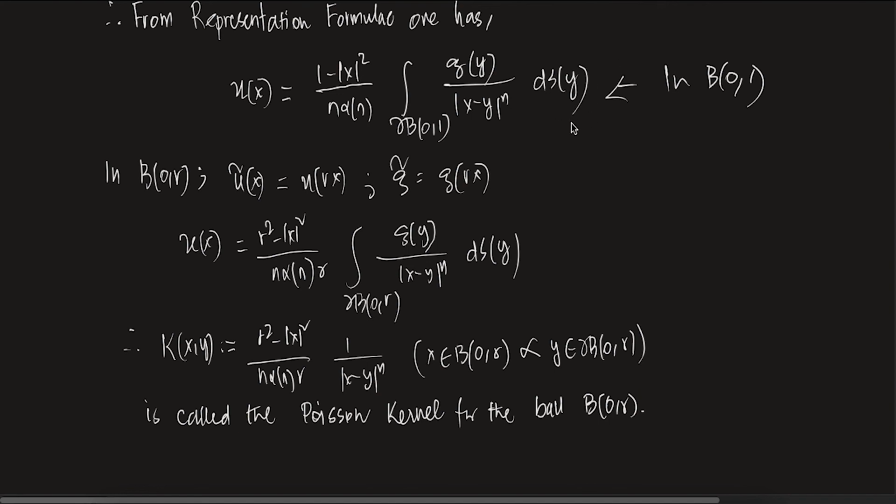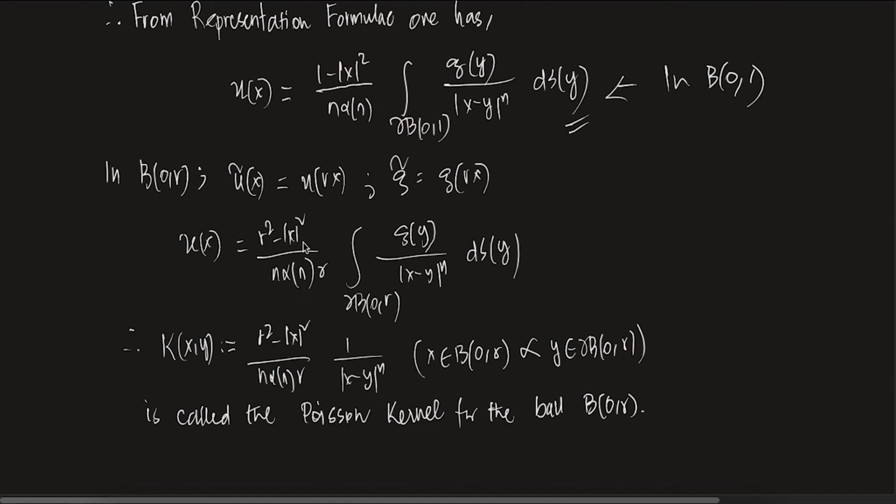So what I meant is this. This is the representation formula for B01. If you want to do it for B0R, you just scale u and g, and you have what is u of x. Here it is u tilde of x. So for the ball, if the solution is u of x, then it is given by this.